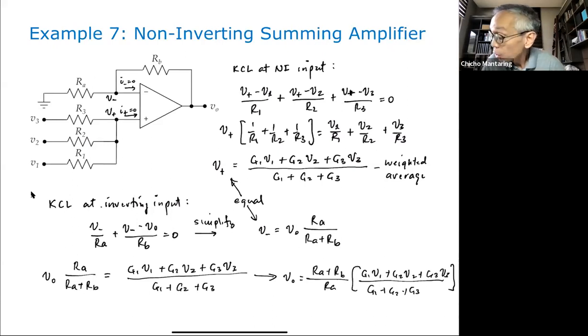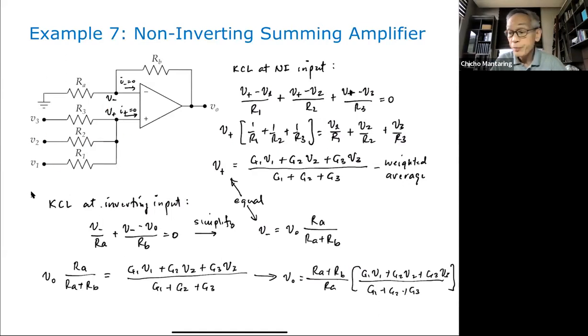So it is the weighted average. My output is your weighted average multiplied by a gain. Itong gain na to, RA plus RB over RA, is produced by these two resistances here, the same way that is produced in a non-inverting amplifier. Kasi yung non-inverting amplifier, you just have a voltage applied here, wala itong network na to, and then RB and RA produces a gain. And you get exactly this expression. So ito yung effect ng non-inverting amplifier, tapos ito yung effect ng resistor network na to.